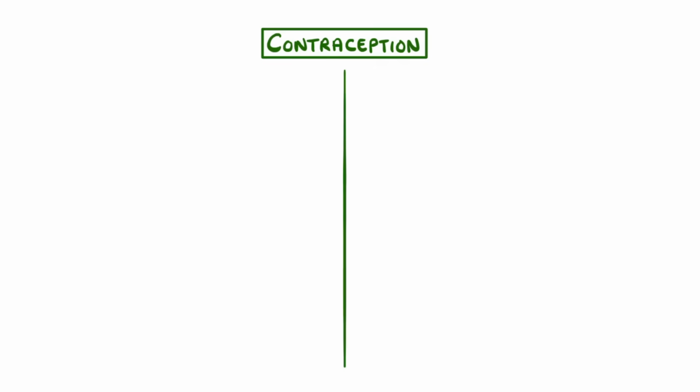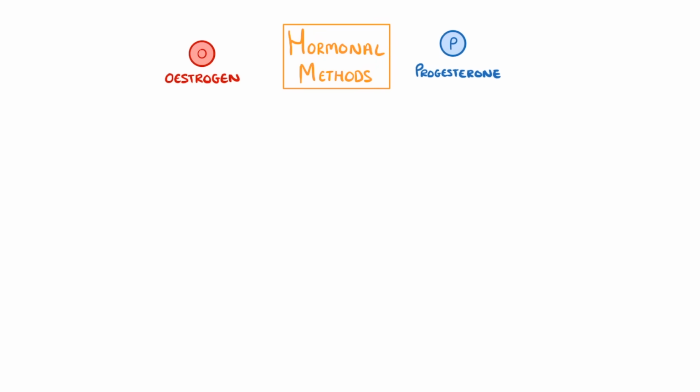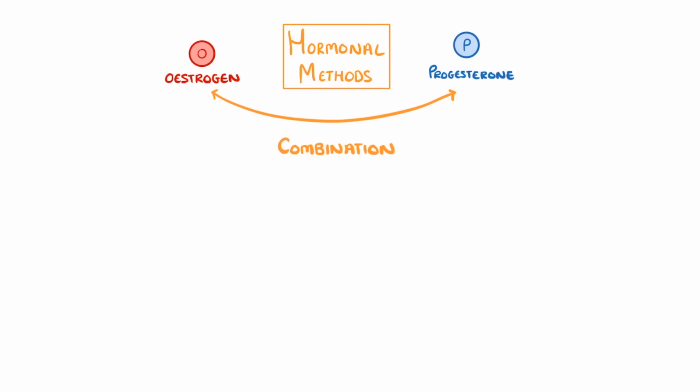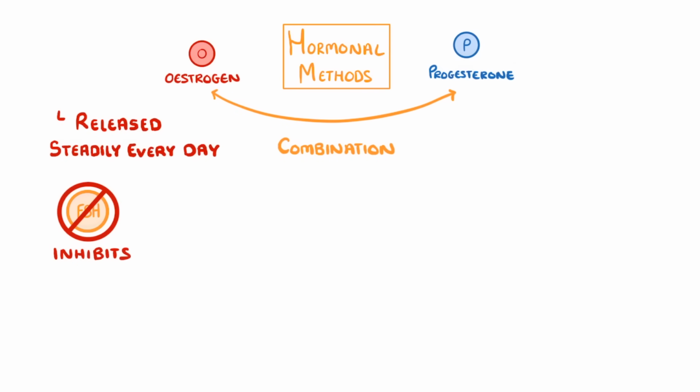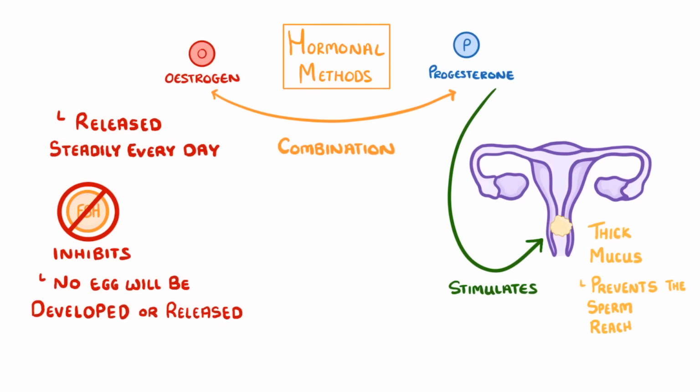One way to categorize all the different methods of contraception is to split them between those that use hormones and those that don't. The hormonal methods rely on releasing estrogen, progesterone, or some combination of the two. If estrogen is released steadily every day, then it inhibits the production of FSH. And as FSH normally stimulates egg development, it means that no egg will develop or be released. Meanwhile, progesterone stimulates the production of thick mucus in the cervix, which remember is the entrance to the uterus, and so prevents the sperm from ever reaching the egg.